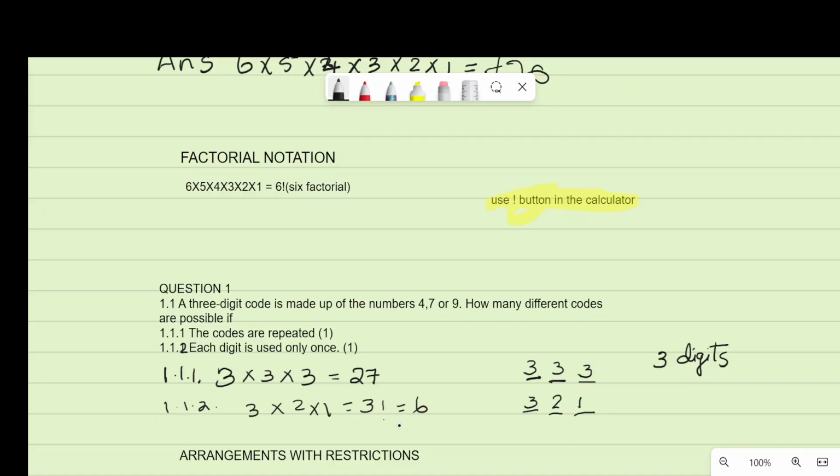So for today, I think this is enough. We will see the arrangements with restrictions in the next lesson. That will be part 2 of probability.